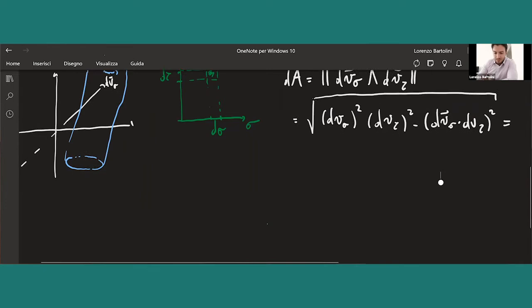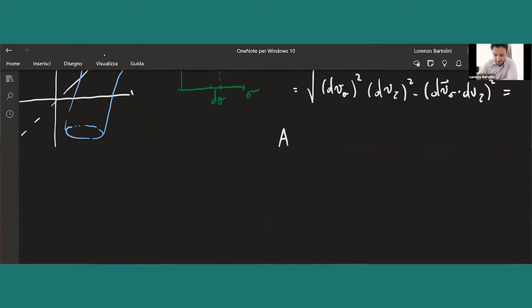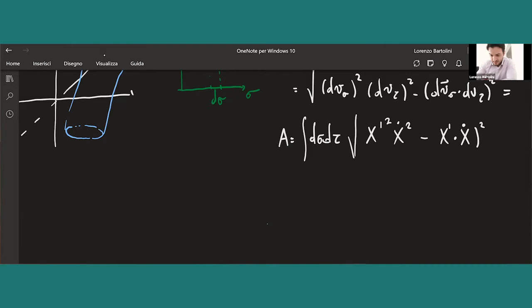And so our area functional will be essentially the integral over sigma and tau of, as before, x prime squared, x dot squared, minus x prime dot x dot, all squared, under the square root, where the prime denotes the differentiation with respect to sigma and the dot, the differentiation with respect to tau. So this is an area functional for our surface in three-dimensional flat space.